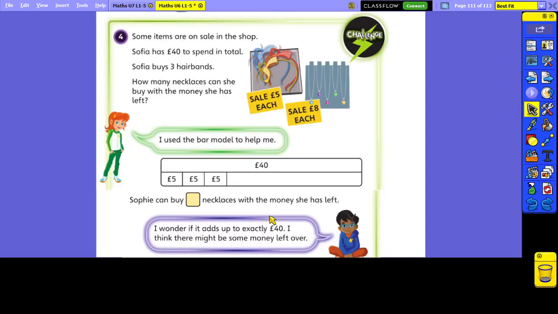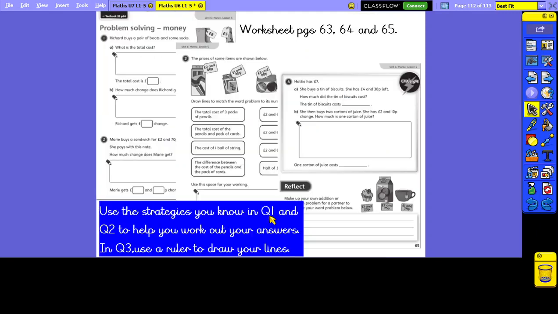Question 4 is your challenge, and as always, your class teacher will tell you whether they want you to do your challenge. If you'd like to challenge yourself, you can always ask your teacher for it, and I'm sure they'll be happy to share it with you. I know I will. And then in your workbooks, we're on pages 63, 64 and 65. So if you're working in your workbook and you've come and collected yours from the office, then fantastic. You can still come and collect your workbooks from school if you want to, if you find it easier to fill it in your book.